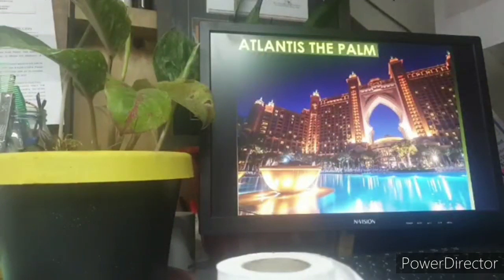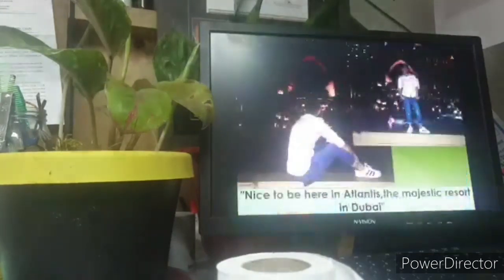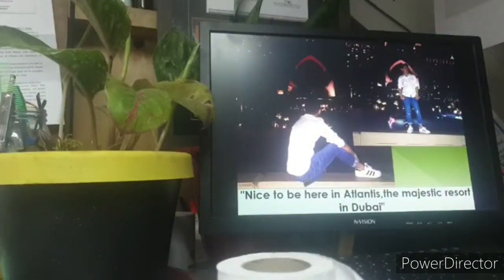So I worked at Atlantis, the Palm Dubai. It's a luxury hotel resort located at the apex of the Palm Jumeirah, the UAE. It was the first resort to be built on the island, and it is themed on the myth of Atlantis. Okay, so every time I'm discussing Atlantis, this is one of my dream jobs, and thank God, I worked there during the concert of Jennifer Lopez. Okay, nice to be here in Atlantis, the majestic resort in Dubai.